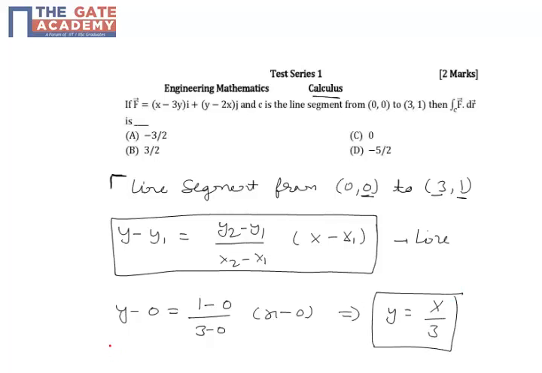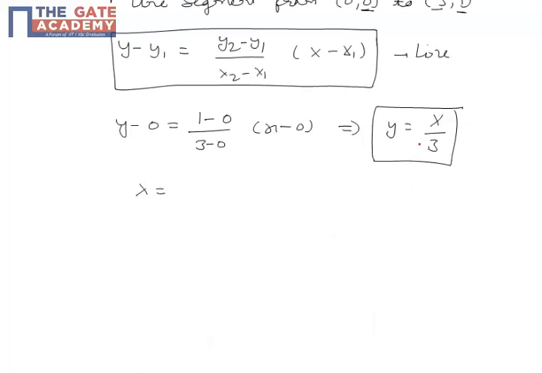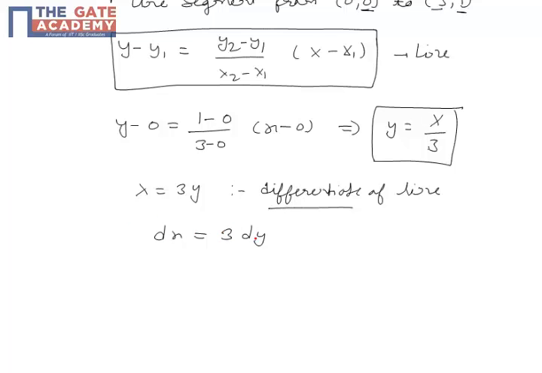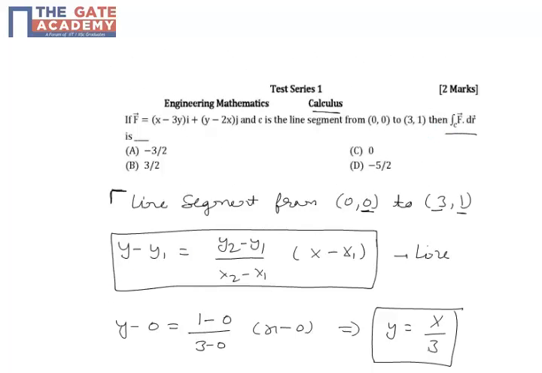Now, to find the solution, we can say x = 3y. This is your line. After differentiating the line, what does it become? What is dx? It becomes 3 dy. Okay, so what is he asking? He is asking for F dot dr.